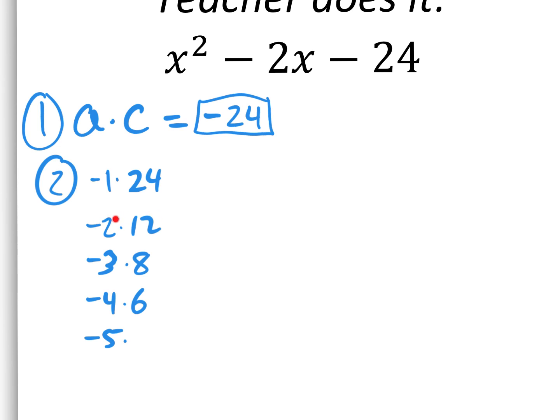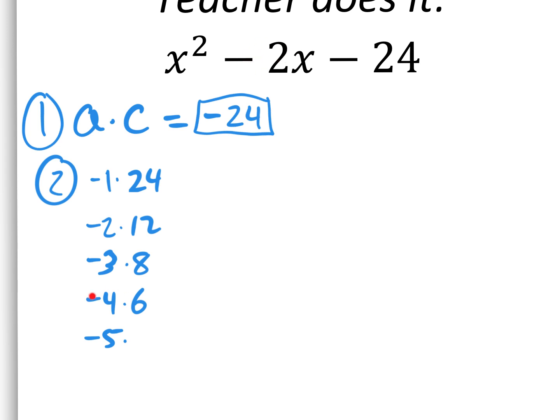What's negative 2 plus 12? 10. Is this 10? Is this a 10x? No, it's not. Pay attention. So we're not using this pair of numbers. How about negative 3 plus 8? What's negative 3 plus 8? 5. Is that a 5 right there, plus 5x?